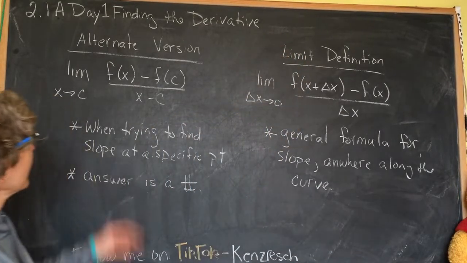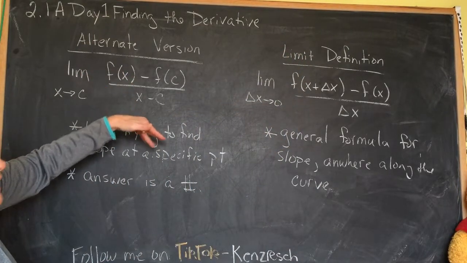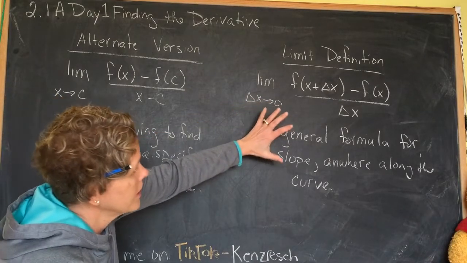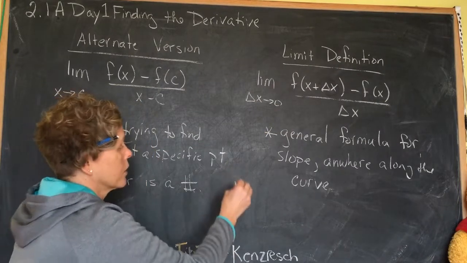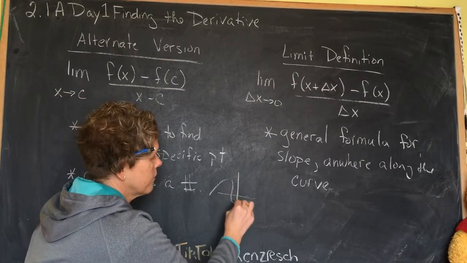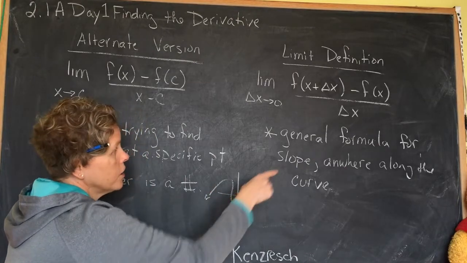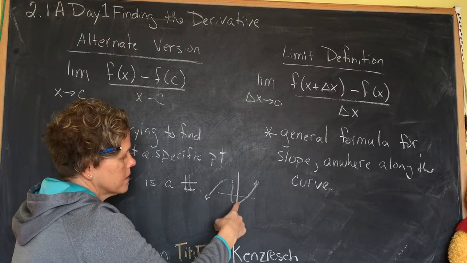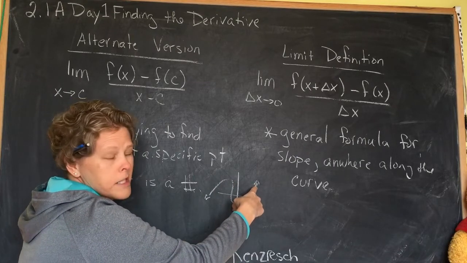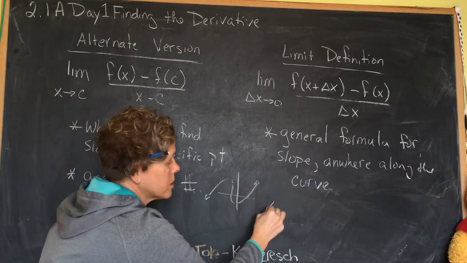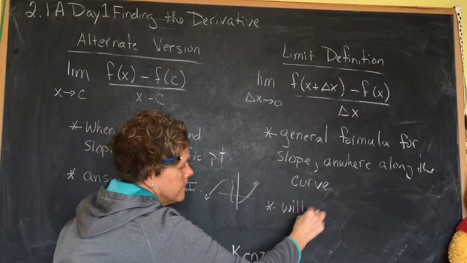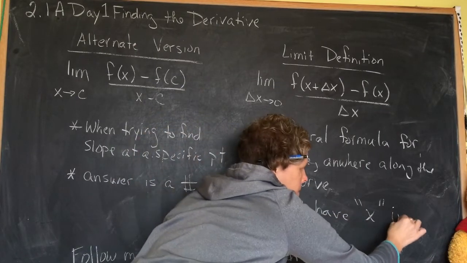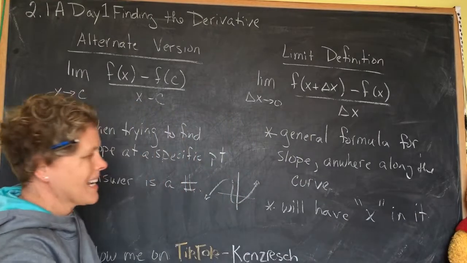So again, this one is at a specific point. That's why our answer is a specific number, because it's the slope at that number. This one is going to be a general formula that you can use anywhere along the curve. So for instance, we got this curve from a few days ago. We could use this answer that we're going to get to find the slope at this point, and at this point, and at this point, because our answer most likely is going to have an x in it.